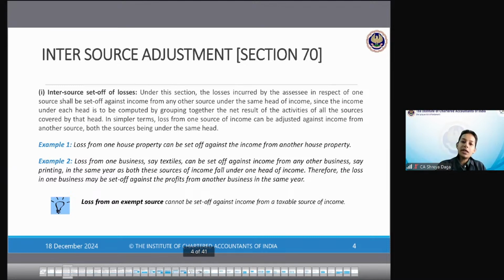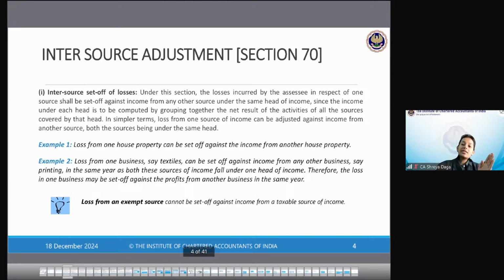Within one head of income, which is capital gains, you are trying to marry loss and profits of two different sources, which is short-term and long-term capital gain. So are you being able to understand, when I say intra-head, what do I mean? Within the same head, within PGBP. Then when I say intersource, it means business income from one business and business loss from another business. This is intersource.